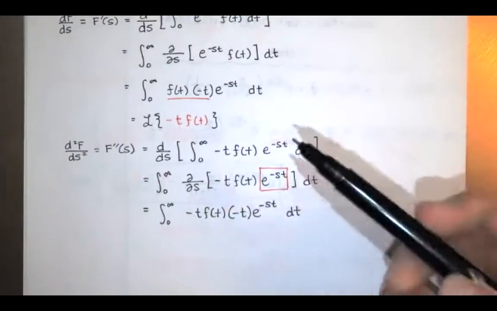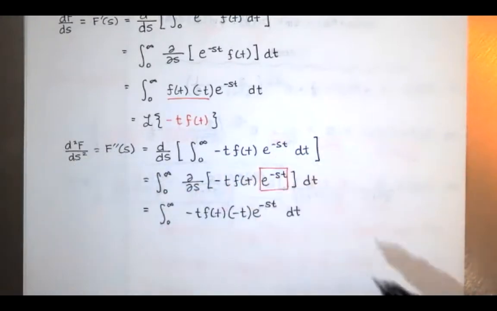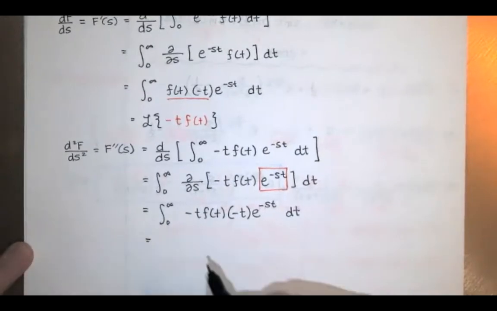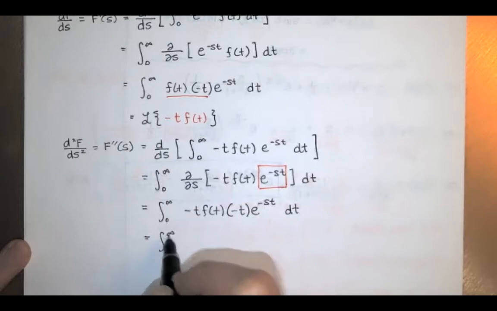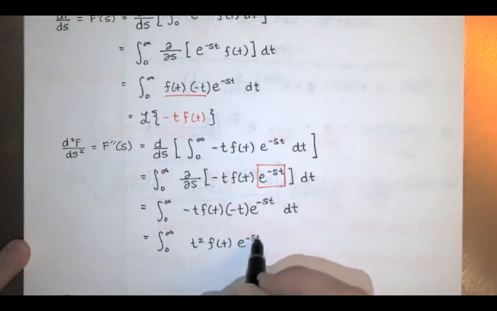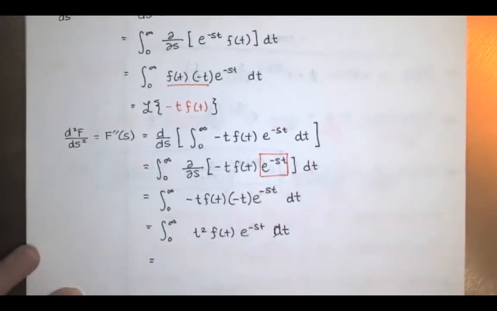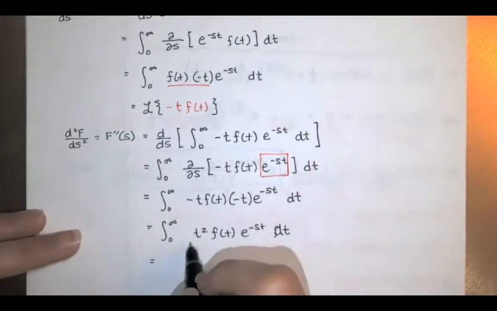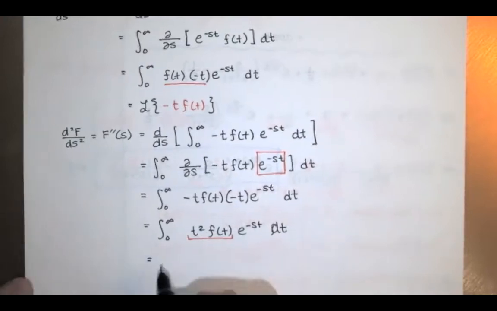So every time we take a derivative over here, we're going to end up multiplying by another negative t inside. Let's see. So now if I simplify this, this is the integral from 0 to infinity of negative t times negative t, which is positive t squared, times f of t times e to the negative st. We're taking an antiderivative with respect to t and then evaluating the improper integral. Well, that is by definition the Laplace transform of t squared times f of t.